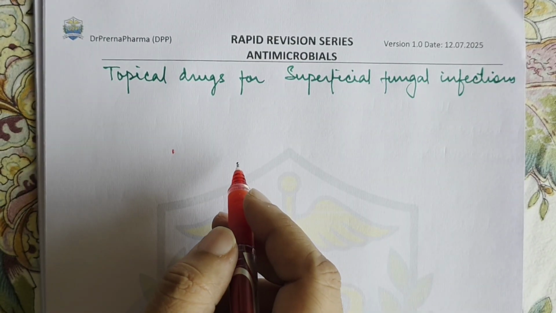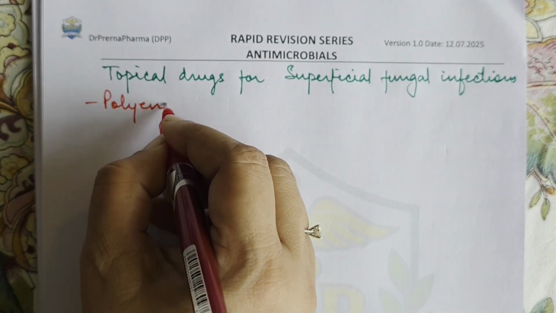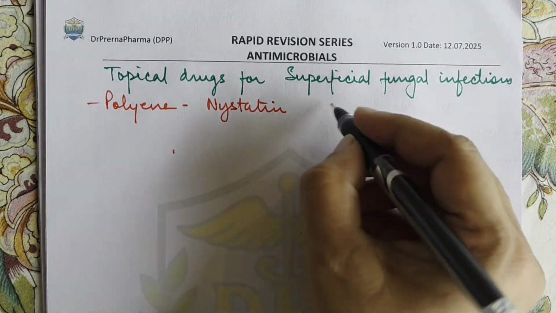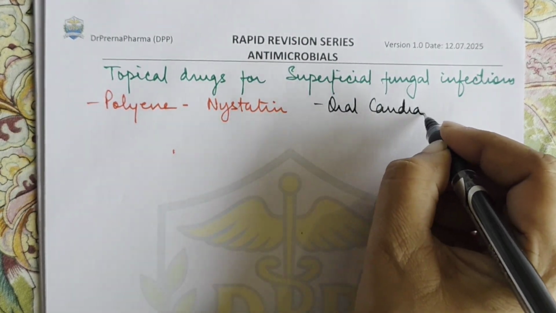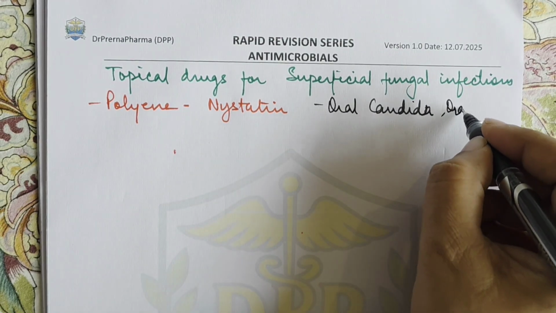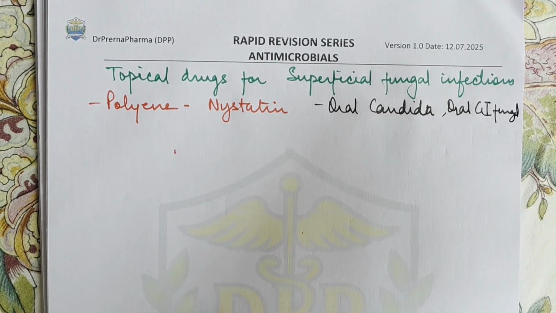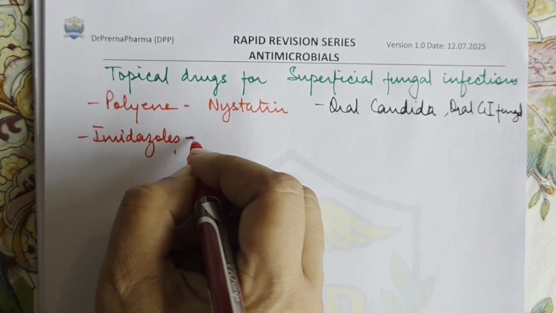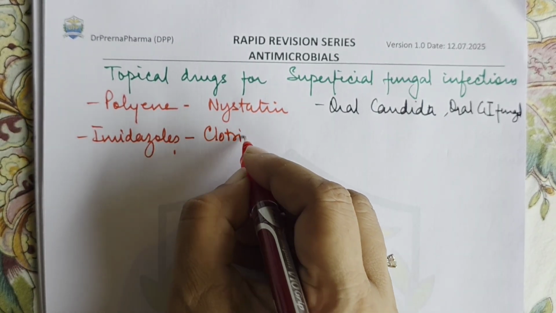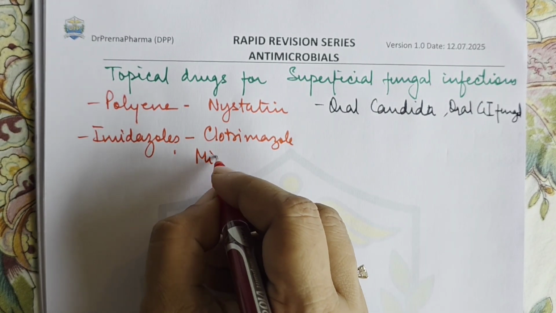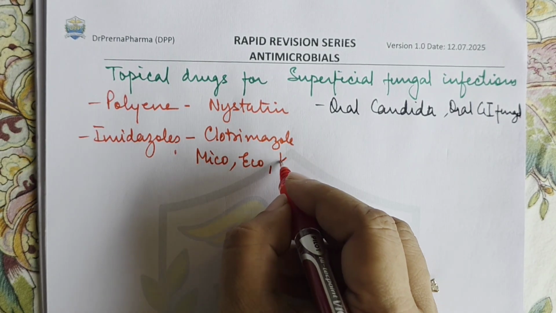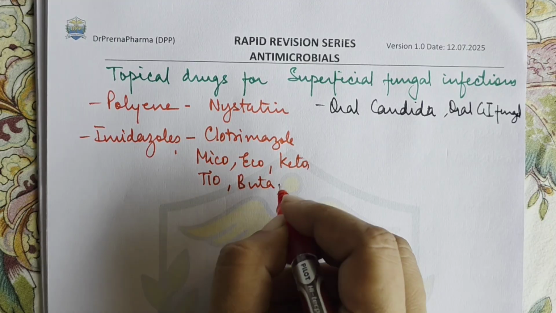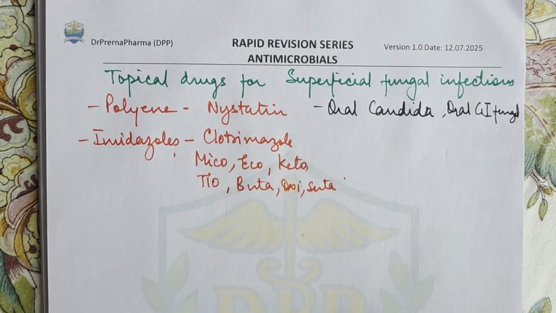So topical drugs for superficial fungal infections, the drugs that we have are polyenes. In this comes nystatin. This is used for oral candida infections and for GI fungal infections, right? Then we have imidazoles. In imidazoles we have clotrimazole, miconazole, econazole, ketoconazole, a lot of drugs, tioconazole, butoconazole, oxiconazole, sertaconazole. So these are all imidazoles.